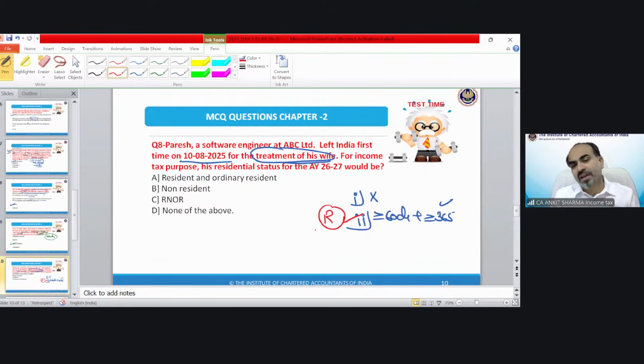Now, if you check whether he is an ordinary resident or not ordinary resident, because he never left India before this, he won't be able to fulfill the 730 days condition or the 9-year non-resident out of 10-year condition. So the correct answer in case of question number 8 would be resident and ordinary resident. Clear, students?